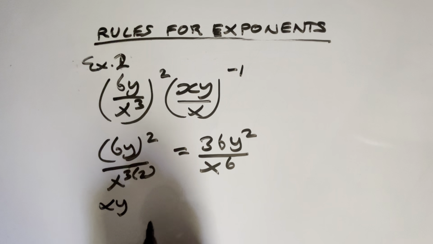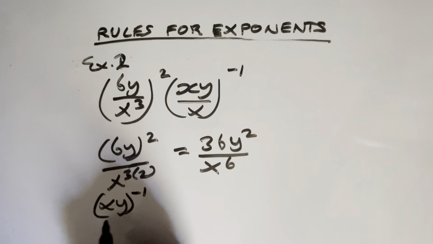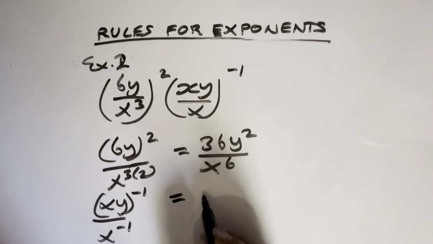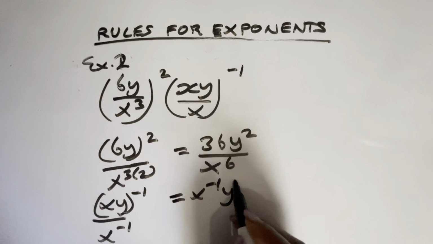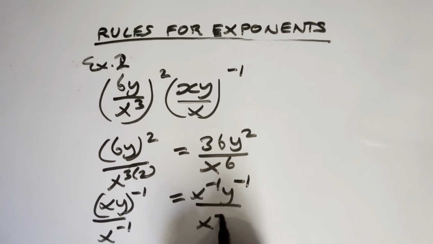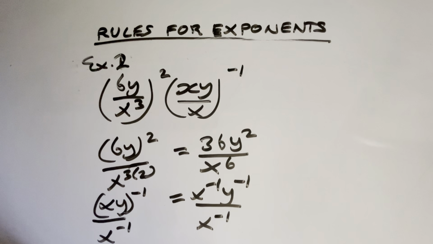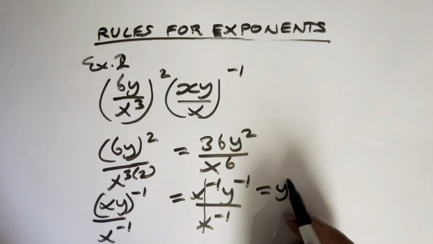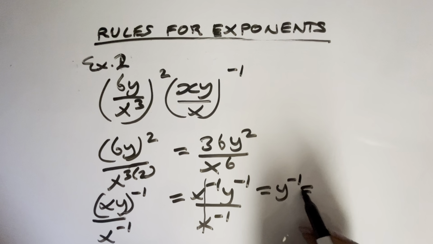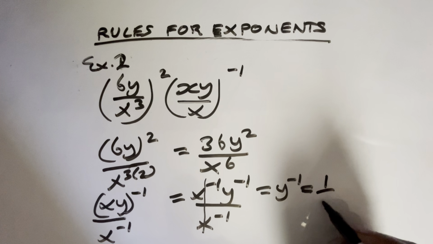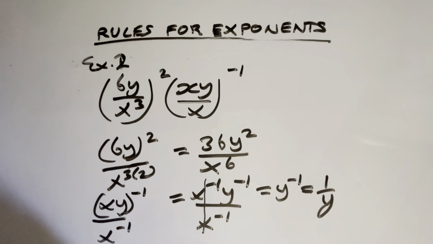That will give us xy to the minus 1 over x to the minus 1. This is going to give us x to the minus 1, y to the minus 1, all over x to the minus 1. Where the x's will cancel. Then we are left with y to the minus 1, and then we do the reciprocal of y to the minus 1, which will give us 1 over y. Because remember, when a fraction is raised to a power of -1, we take the reciprocal of that fraction.